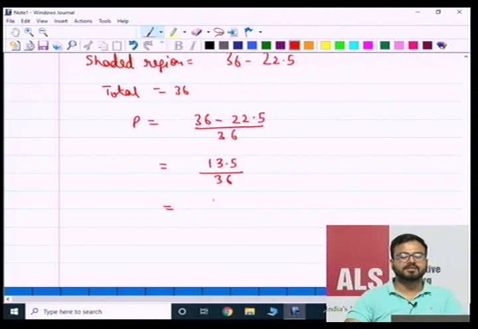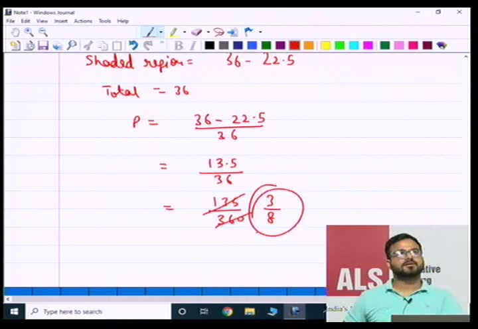So we can simplify this one. 135 divided by 360, and by 45 we can divide, 45 3 times, 45 8 times. So 3 by 8 is the probability.